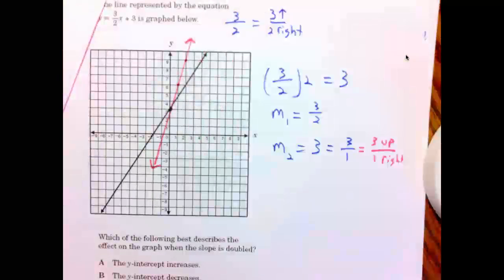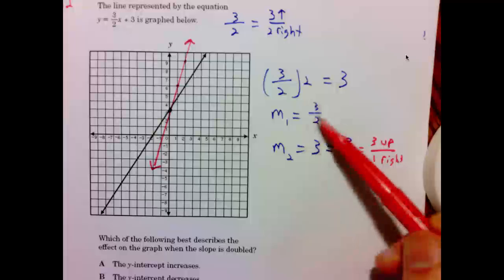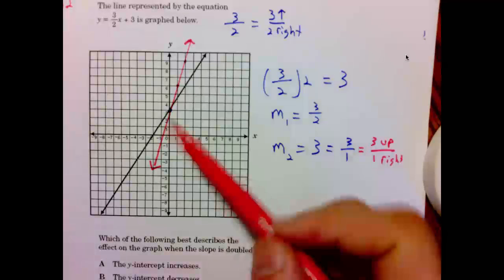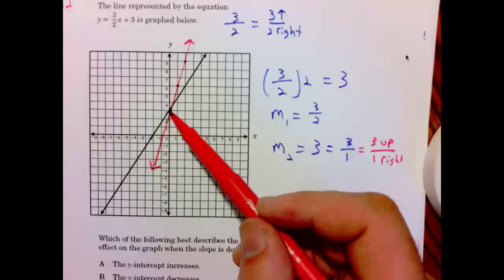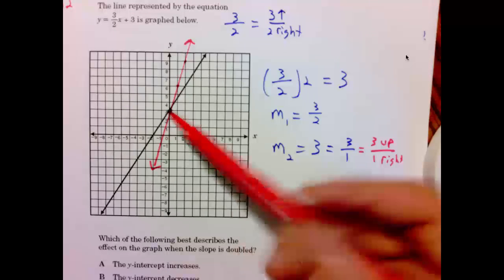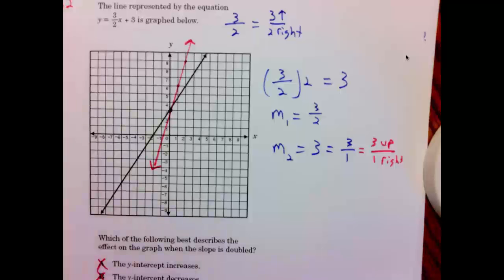As you can see, the new line is steeper. That makes sense because our slope doubled. Our slope went from 3 over 2 to 3. The line is steeper, but it intersected at the same point on the y-axis. The y-intercept remained the same. So, A says the y-intercept increases. No, we kept the y-intercept the same. B, y-intercept decreases. Stayed the same.